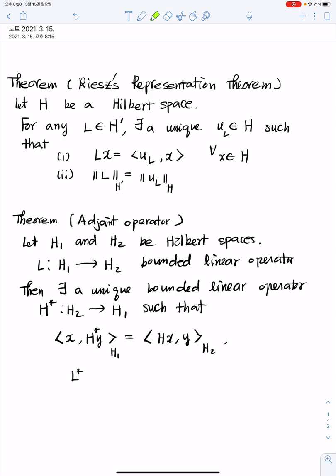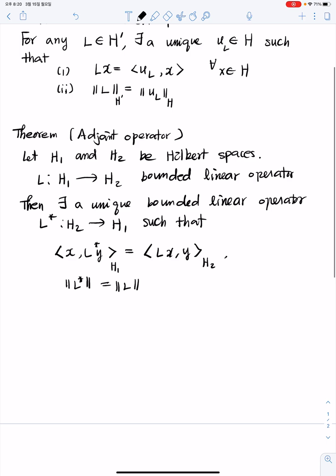Oops, I'm sorry. This is not H, let me change this. This is not H, so it looks strange. L star. Okay. That would be L star L x. And it also satisfies that the norm of L star is the same as the norm of L. Okay, so this is what we have.